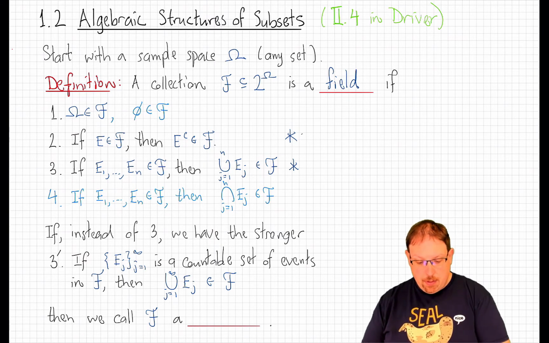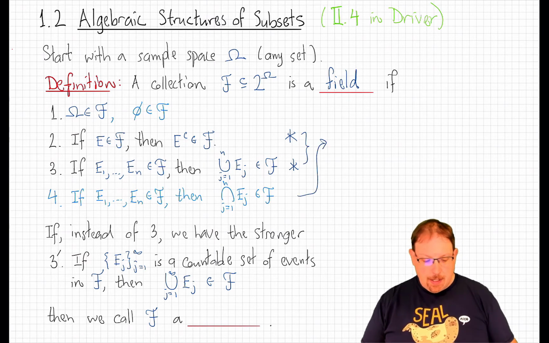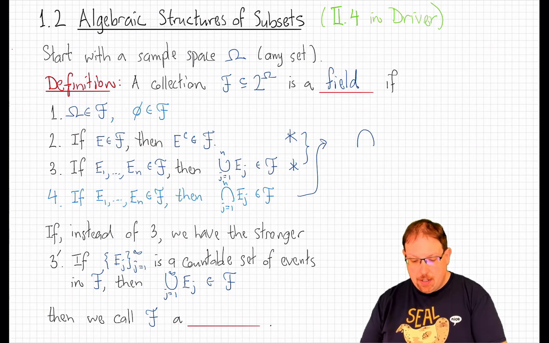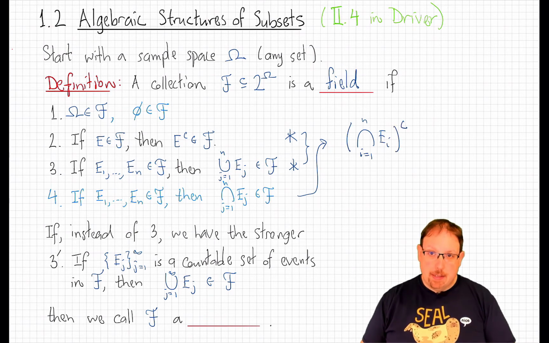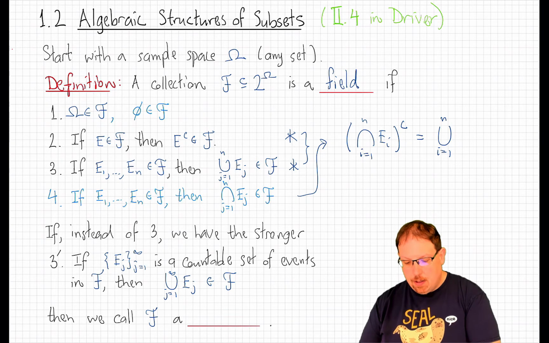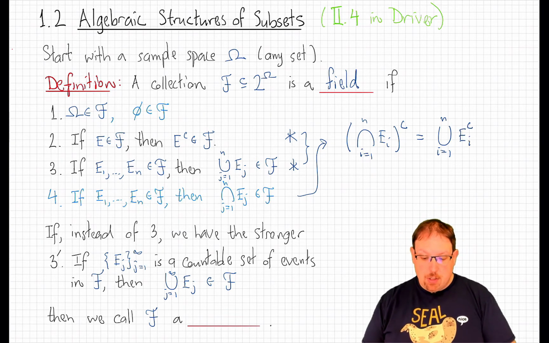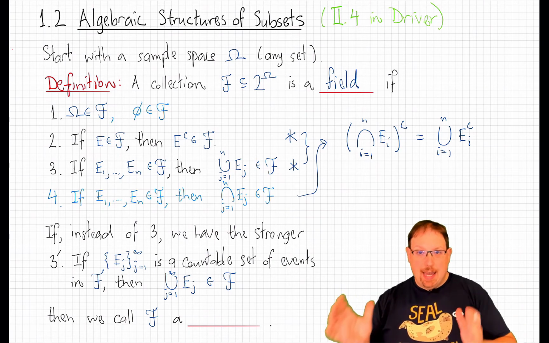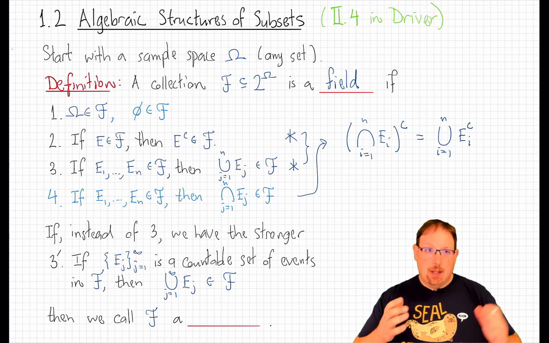The reason is as follows. Suppose that I take a finite collection of sets, E1 through En, from our field F. If I take their intersection and consider its complement, by De Morgan's law, that's the same thing as taking the union of the complements of the individual sets. This is just to say not and is the same as or not.